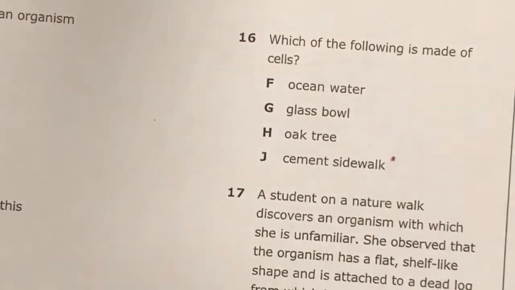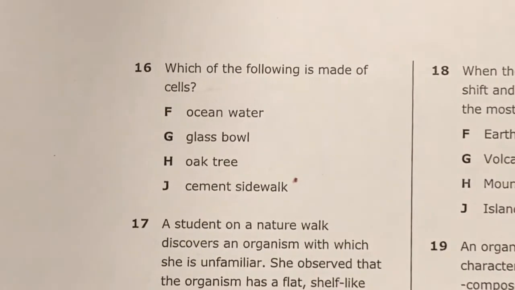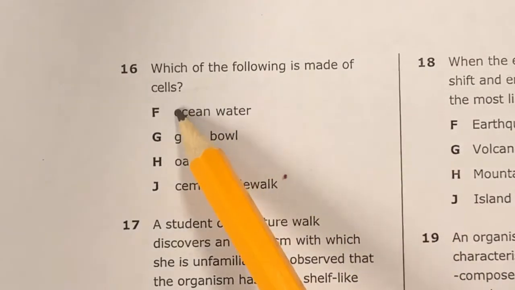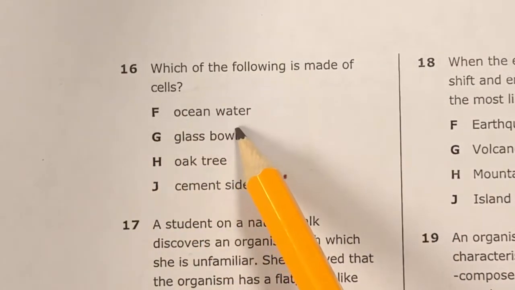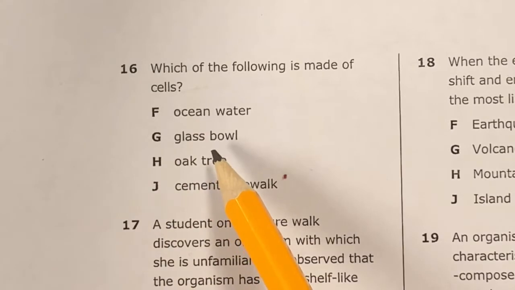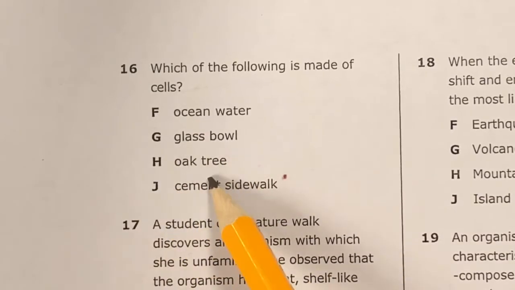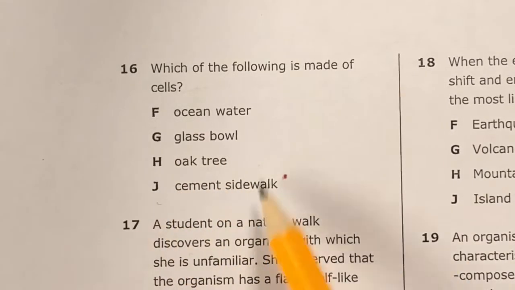All right, number 16. Which of the following is made of cells? F, ocean water, G, a glass bowl, H, an oak tree, or J, a cement sidewalk?